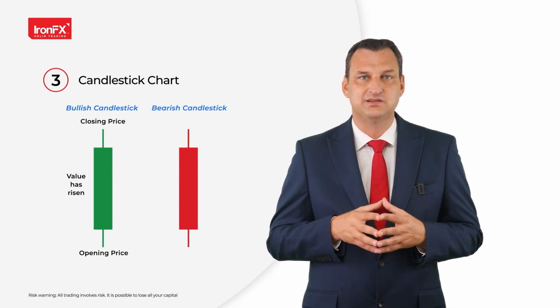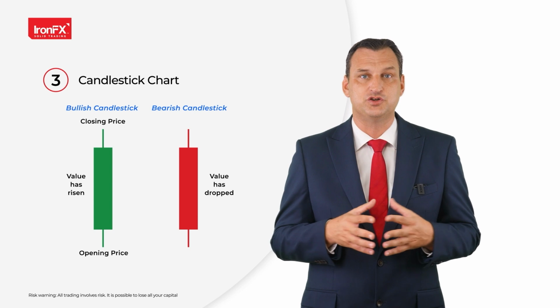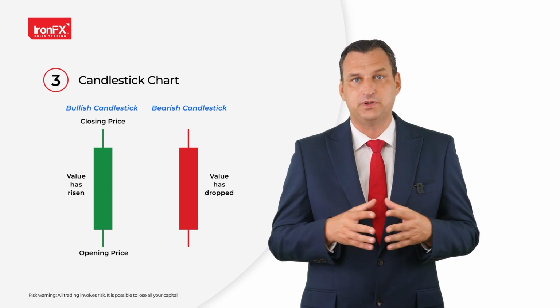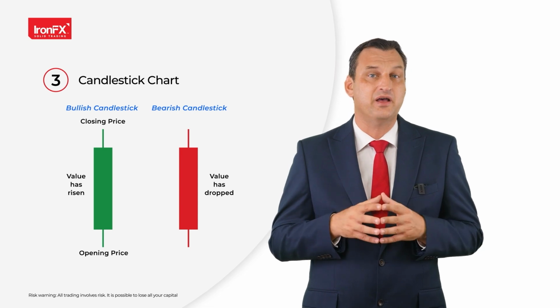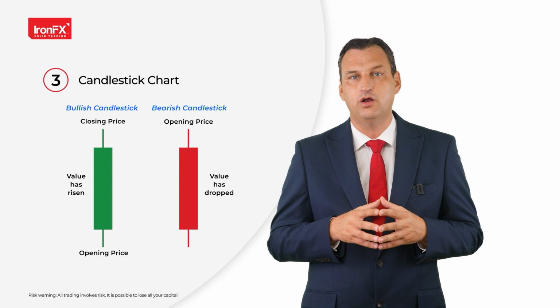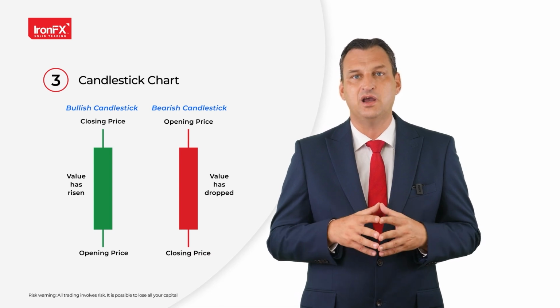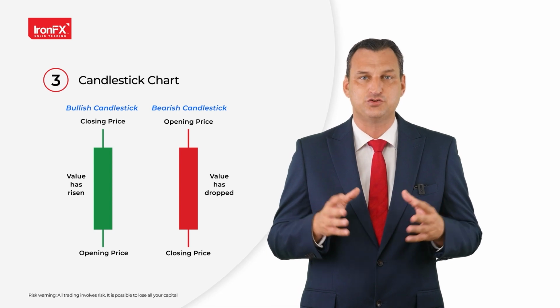The bearish candlestick, which is usually depicted in red and shows that the value of a trading instrument has dropped in the period of time the candlestick represents. In this case, the higher end of the rectangle shows the opening price and the lower end the closing price, as in a bearish candlestick the value of the trading instrument has dropped.